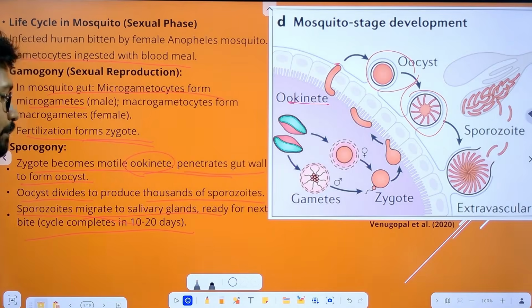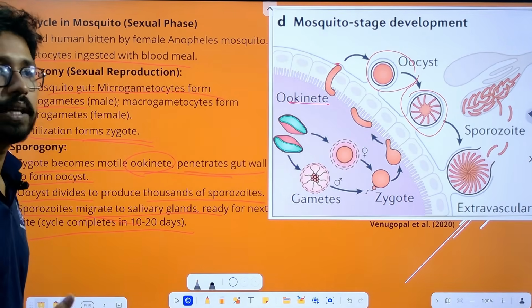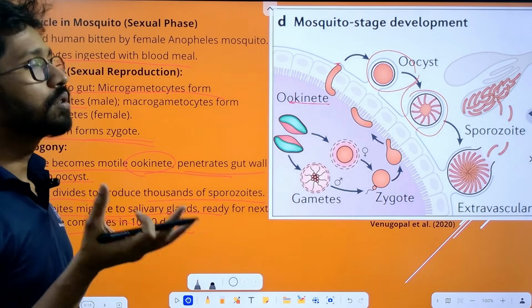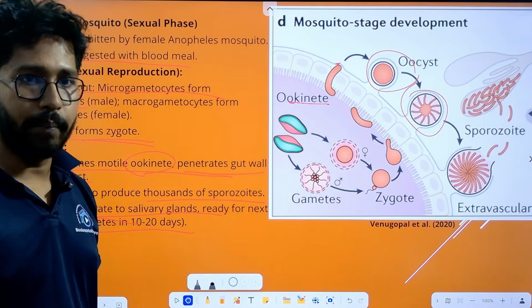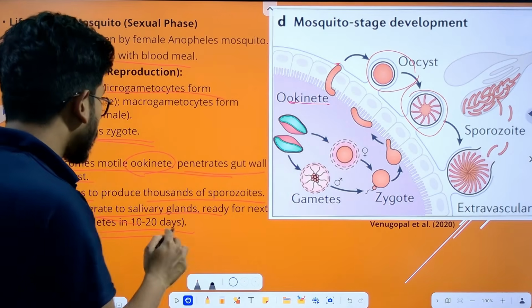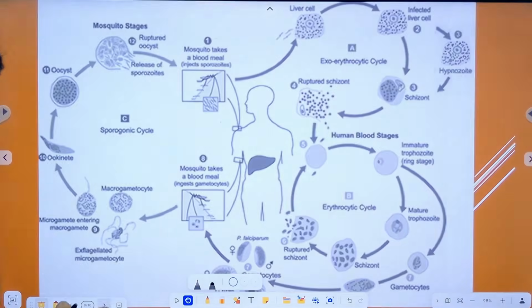This life cycle happens in 10 to 20 days. This is important information you have to remember, because sometimes they ask in multiple choice questions how much time the mosquito needs to mature the gametocytes, or sorry, how much time in the Anopheles body the sporozoites will get and stay in the salivary gland. These kinds of questions they sometimes ask.